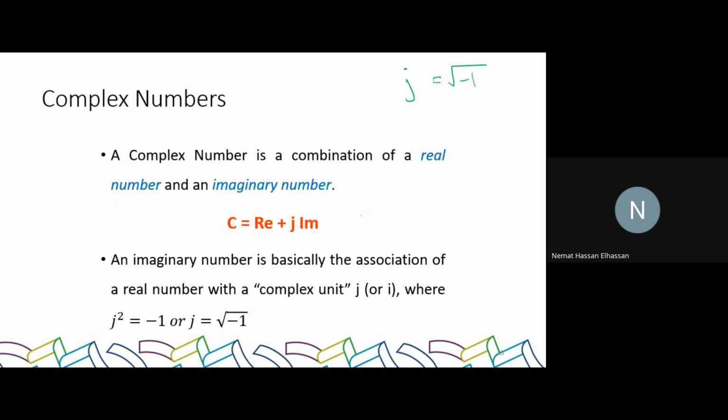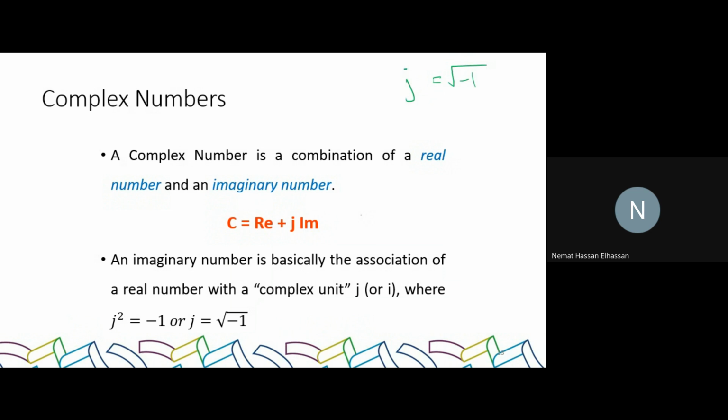There are no two numbers that you can multiply by each other and the result will be negative. It's impossible, right? Because if the number is positive, positive times positive is positive. If the number is negative, negative times negative is positive. So the concept of a number that can be multiplied by itself and give you a negative value is imaginary. It doesn't exist. So that's why we call this the complex unit or the imaginary number, j.